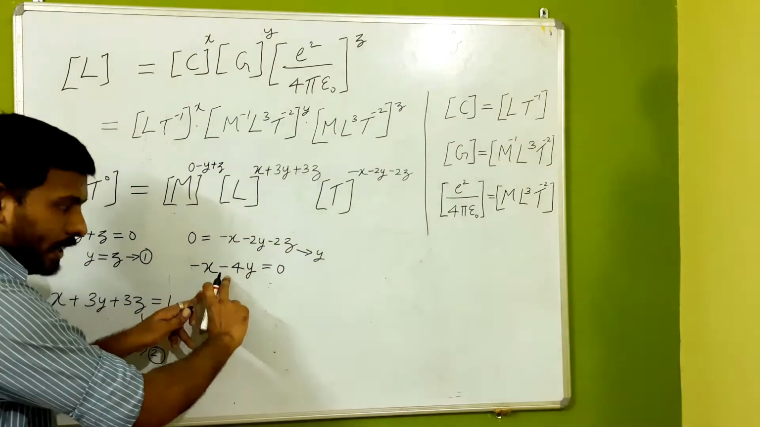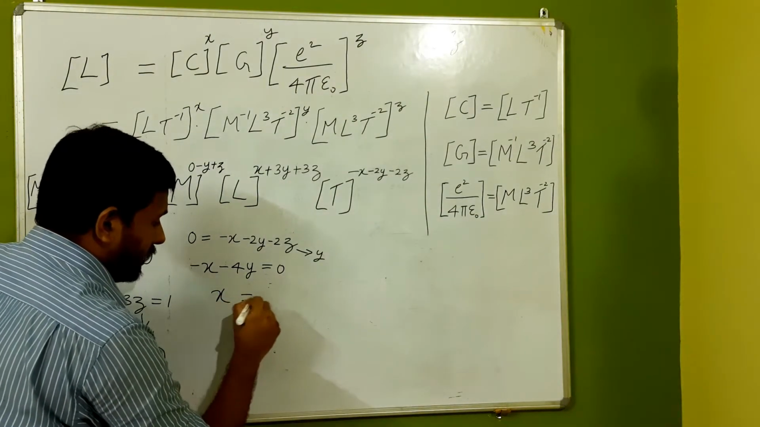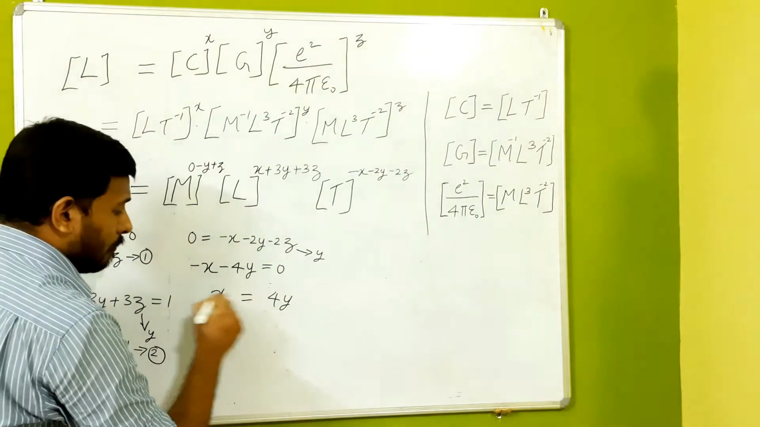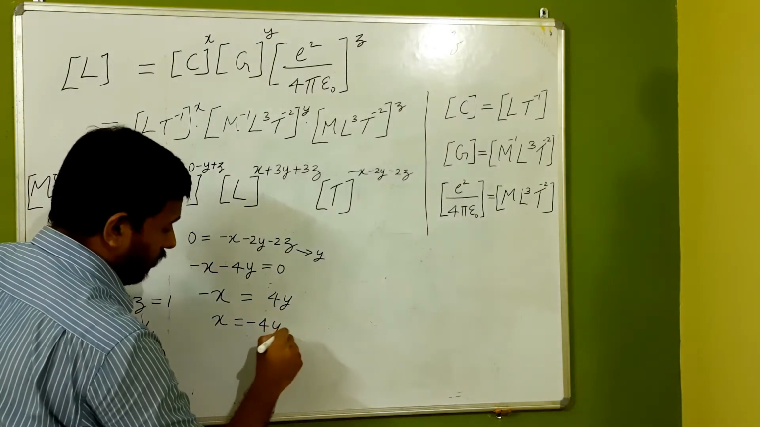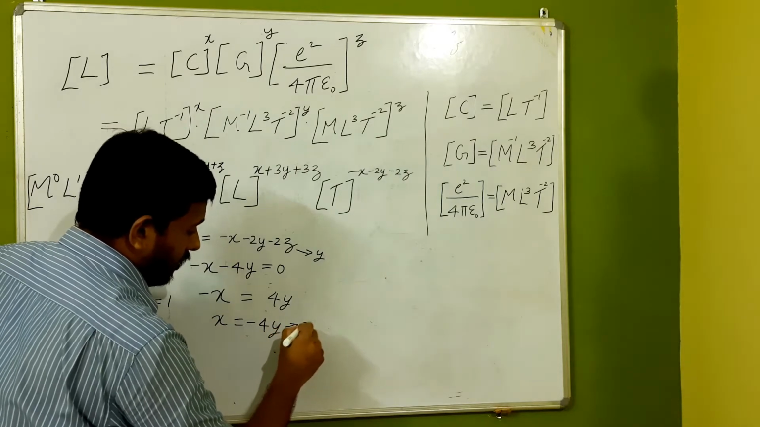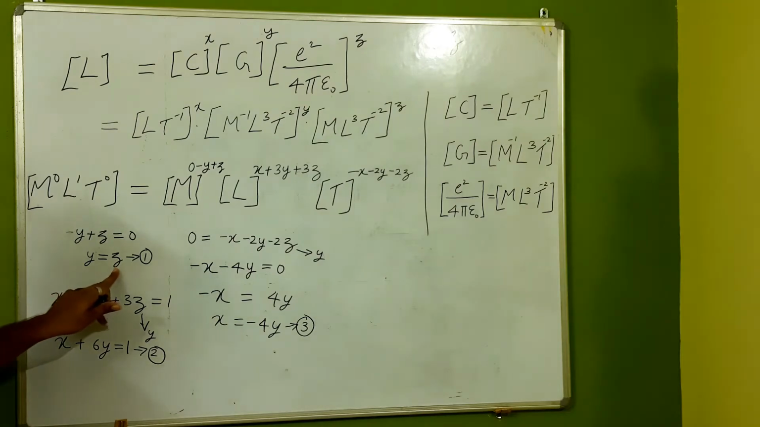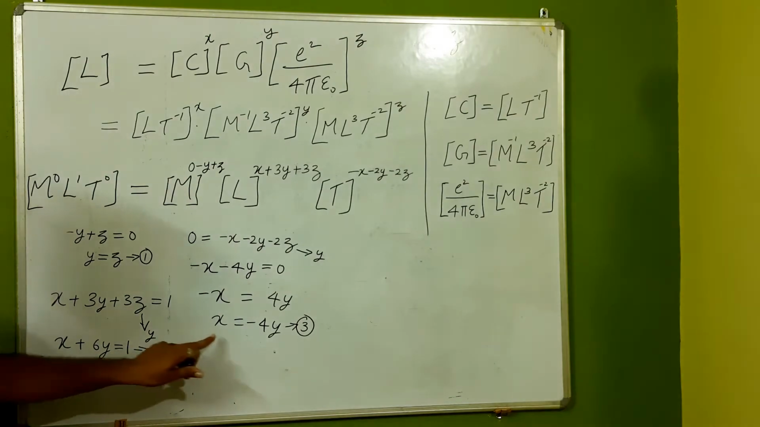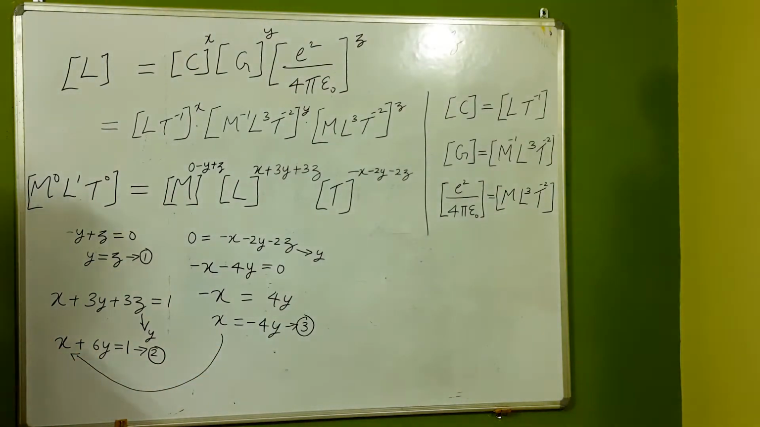So bringing this minus 4y to the other side, I have minus x is equal to 4y, or x is equal to minus 4y. So this is the third equation. So I know that y is equal to z, and here I get x plus 6y is equal to 1, and here I get x is equal to minus 4y. So I am going to put this value of x here, that is in the second equation.